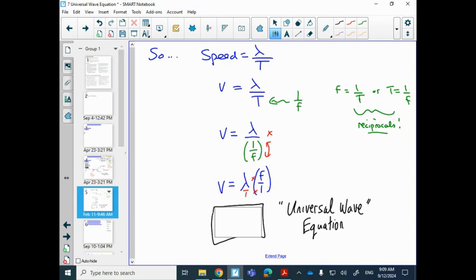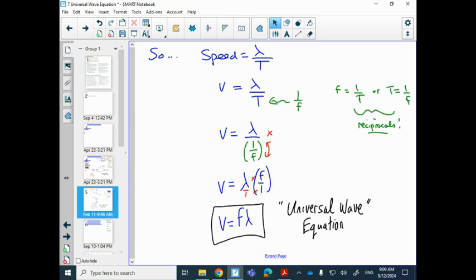And so we have really wavelength times frequency. People just tend to call it v equals f lambda. It's just the traditional order of the way it's listed. It's just v equals f lambda. That's your universal wave equation. So that gives you the speed based on the frequency and the wavelength of any wave.